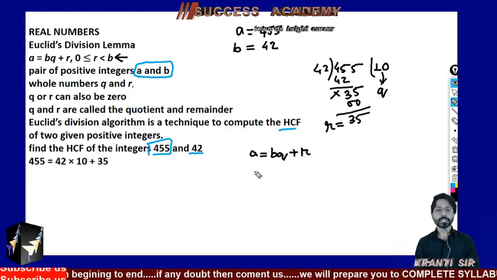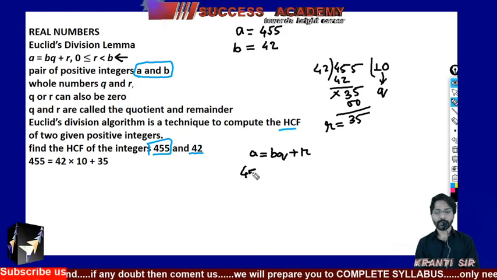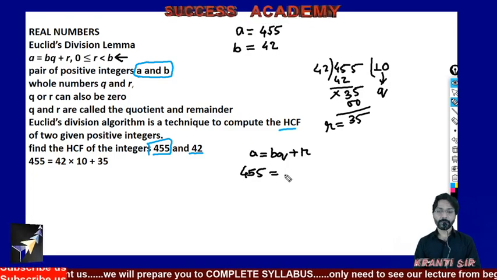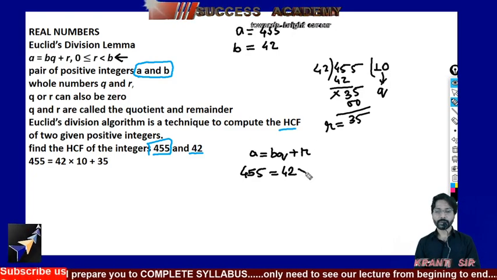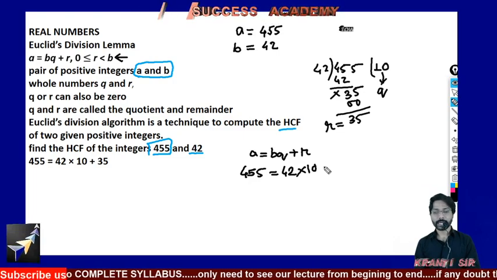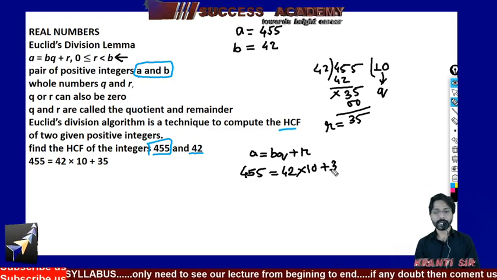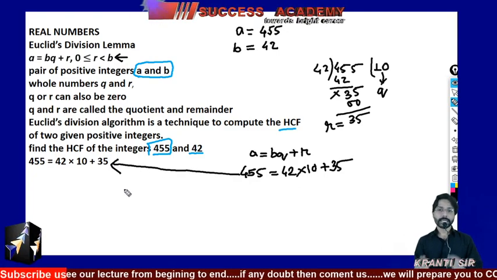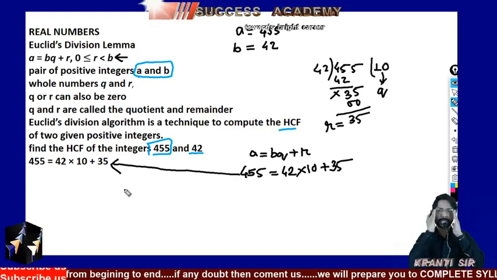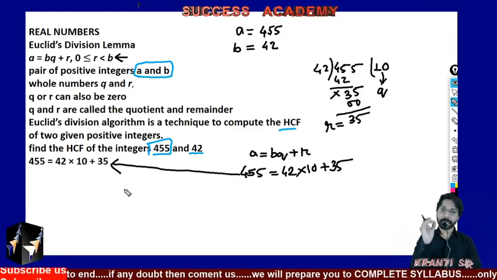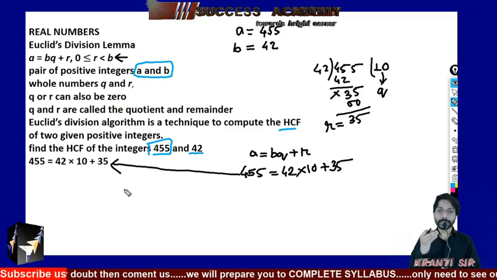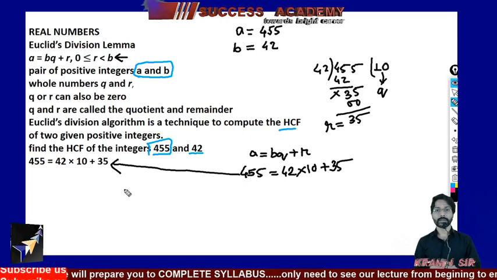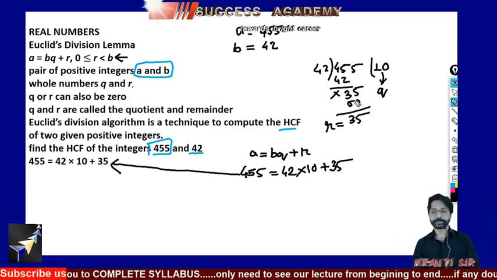Now see here, what is the value of A? The value of A is 455. What is the value of B? The value of B is 42, multiplied by Q. What is the value of Q? 10, plus R. What is the value of R? That is 35. Now just write down like this. Is this clear to all of you, students? It means the Euclid's division lemma method says about the algorithm, or the steps, to find out the HCF of any two positive numbers. Okay. Now proceeding.